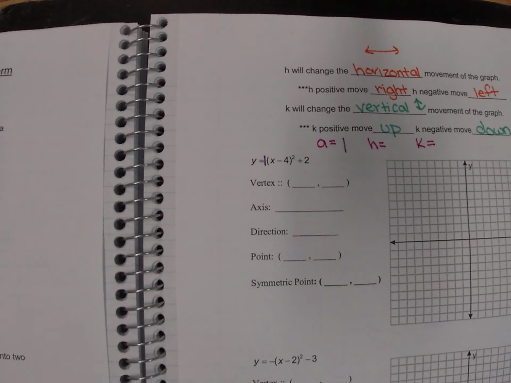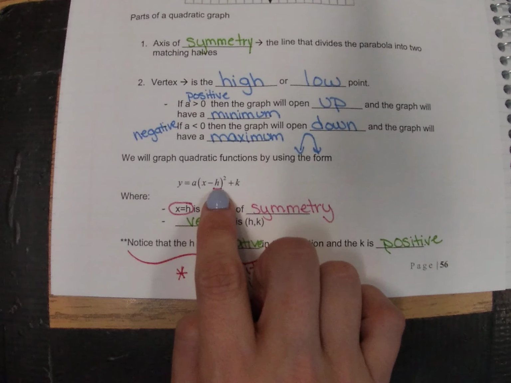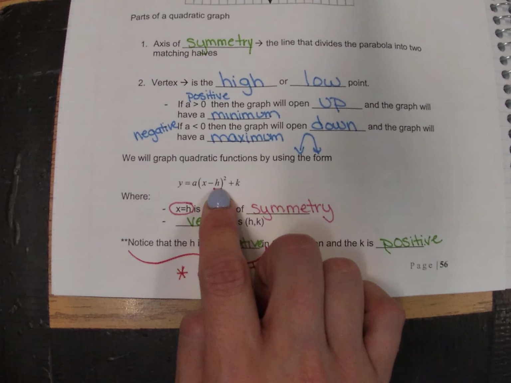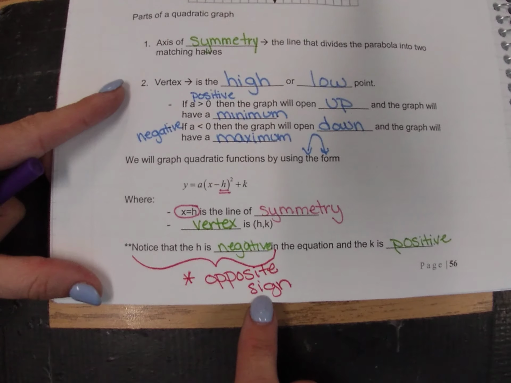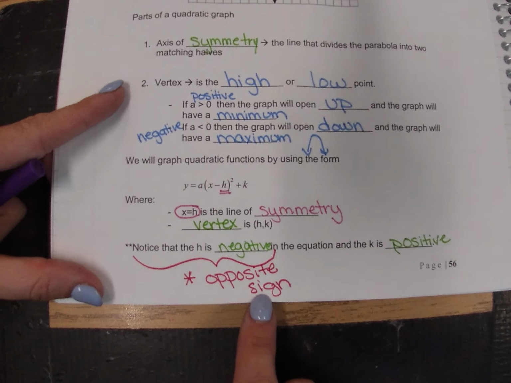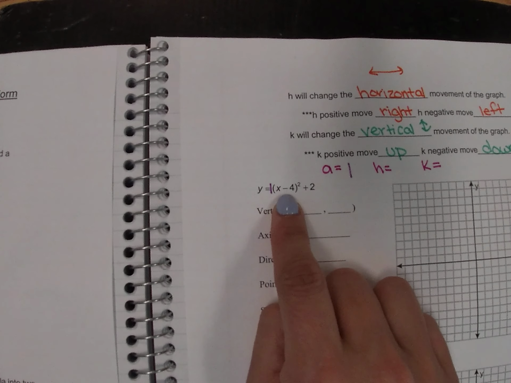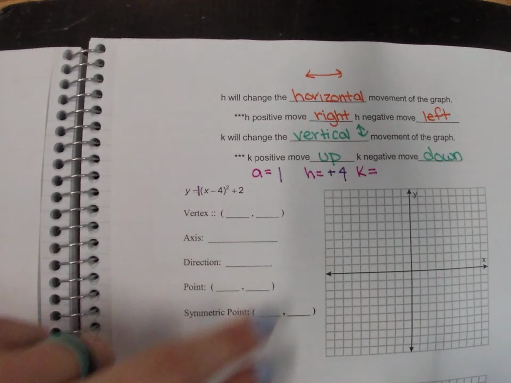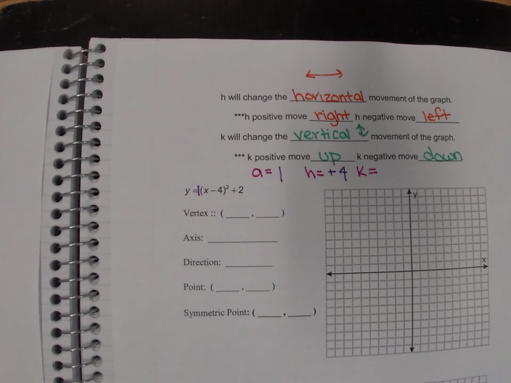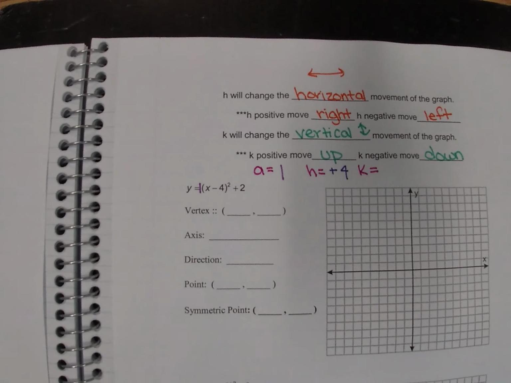Our H value is always the number sitting inside the parentheses, right? In our formula, H is the number inside the parentheses. So we want our number inside the parentheses, and we said we need to take the opposite sign of what it looks like. So if we look at this, this looks like a -4, but we are going to write this as a +4. So we know that our H value is going to be +4. It looks like a negative. We're writing it as a positive. We are taking the opposite sign.